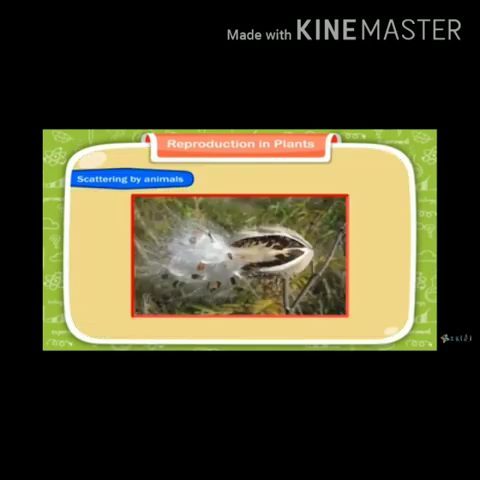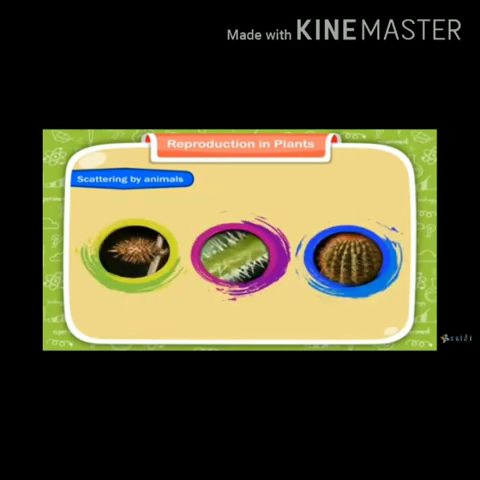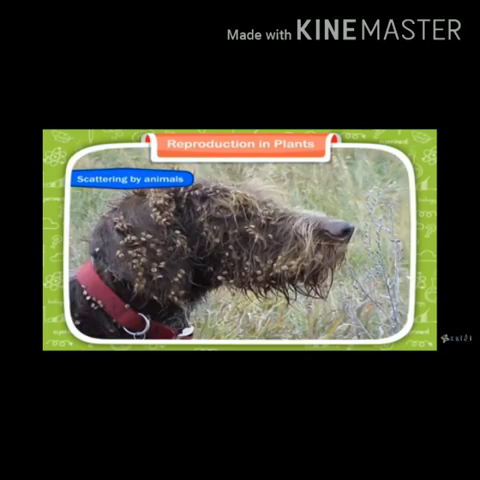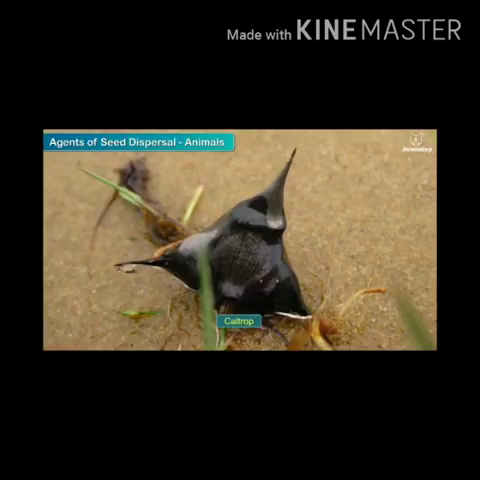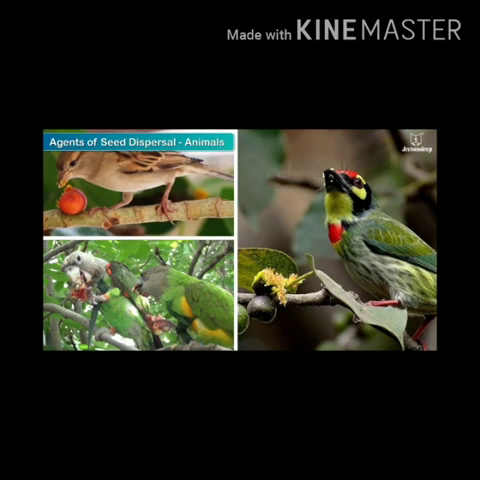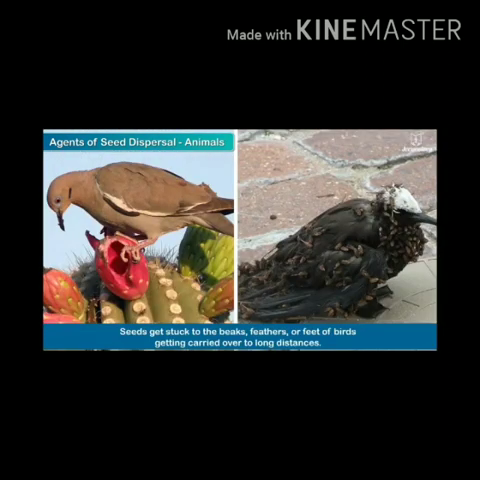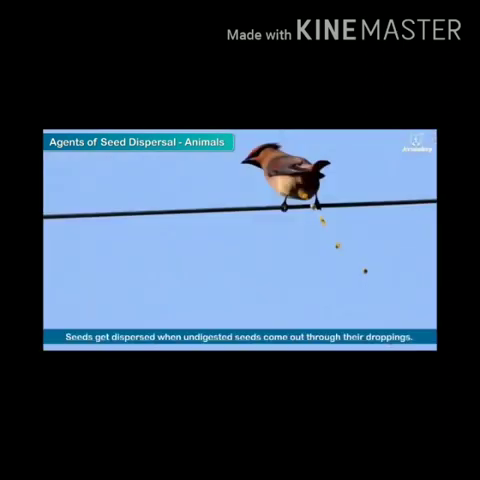Seeds of many plants have stiff hair, hooks or spines. These seeds stick to our clothes or the fur of animals and are carried far away by these animals. Examples are caltrop and mimosa. Birds eat fruits of banyan, fig and peepal trees. Some seeds stick to the beaks, feathers or feet of birds and get carried over long distances. These seeds also get dispersed when undigested seeds come out through their droppings.